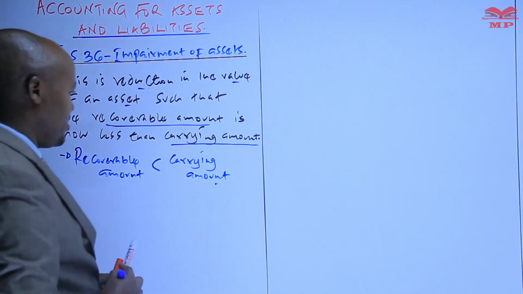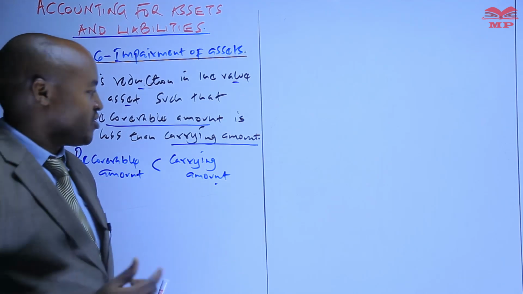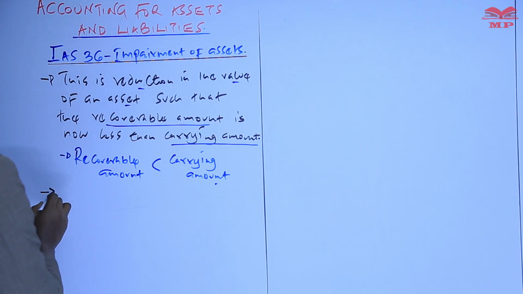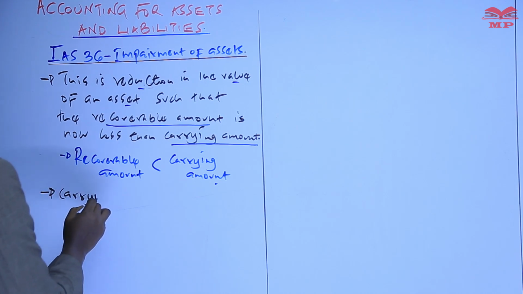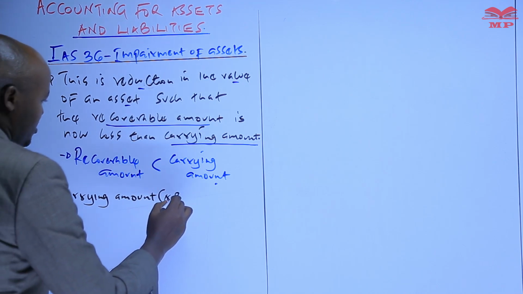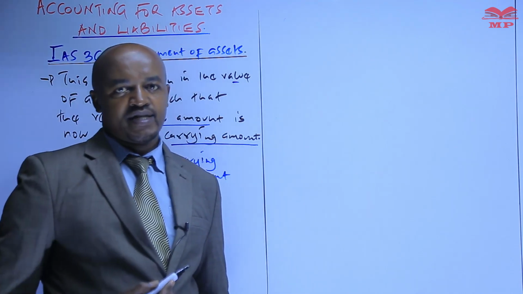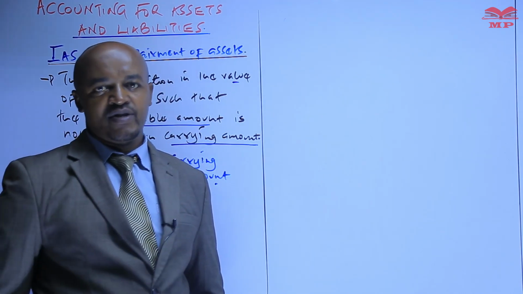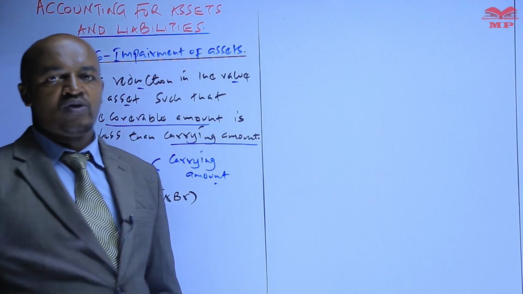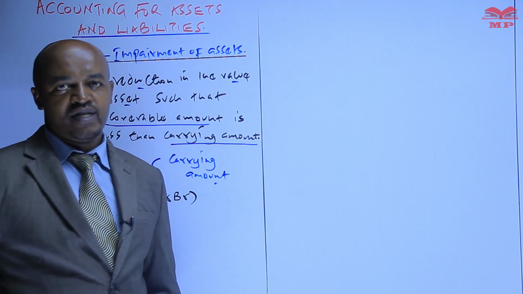So in this case, we have these two terms which we need to know their meaning, or basically which we need to define. We can start by defining the term carrying amount. The carrying amount, in other terms, we refer to it as the net book value, and basically this is the value at which an asset is recorded in the company statement of financial position. In terms of how we determine the carrying amount or the net book value, we take the cost of the asset and then we less the accumulated depreciation.